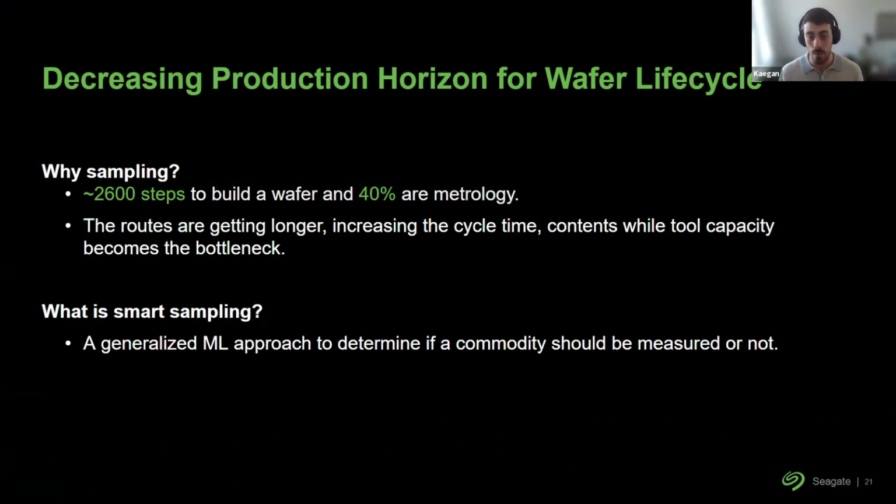About 40% of those are just measuring. So it's like after I do this to the cake, I need to measure the temperature, etc. These routes are getting longer, they're increasing the cycle time, and the tool capacity becomes the bottleneck. So this is really an approach to try to skip the measurement with an intelligent way of saying, oh, that one's different. You should sample that one and actually measure it, and the rest can all get skipped, and we can get a much higher throughput on this tool.